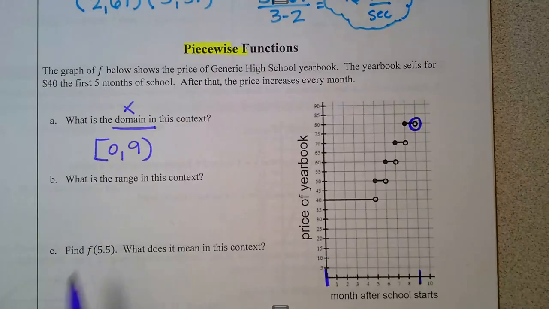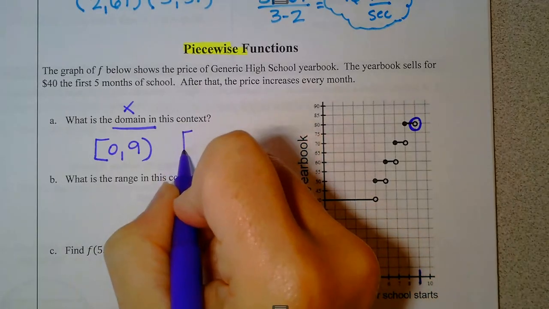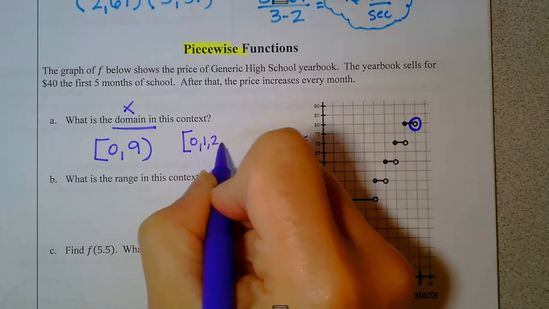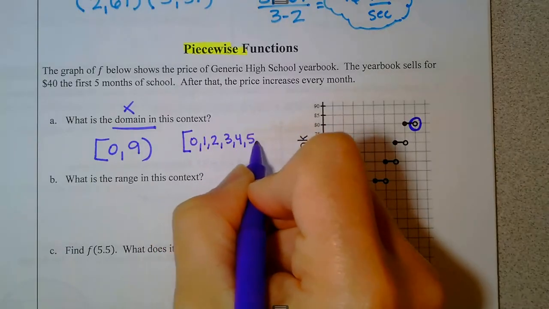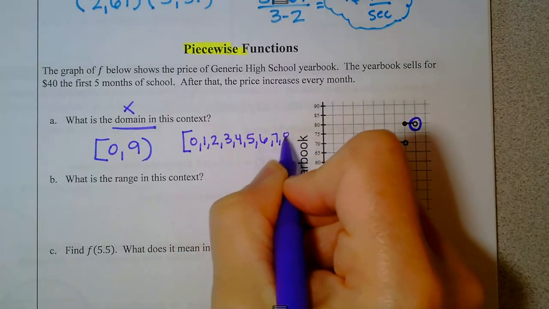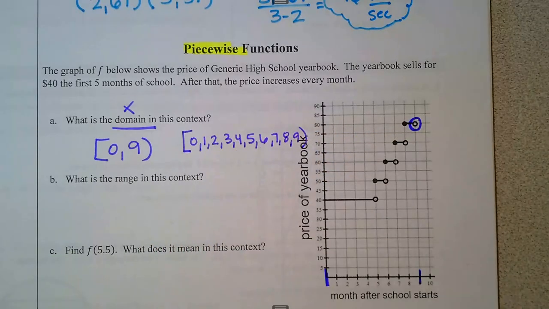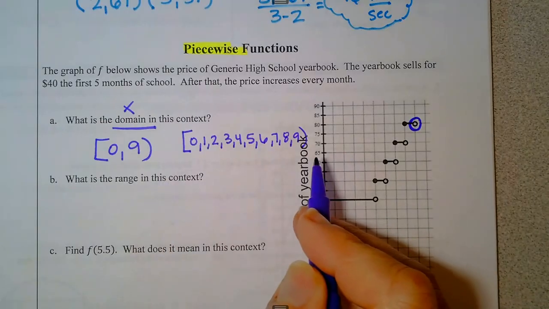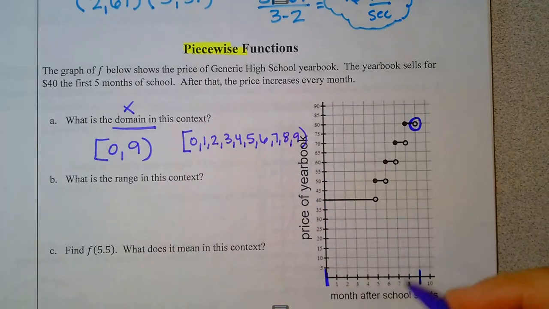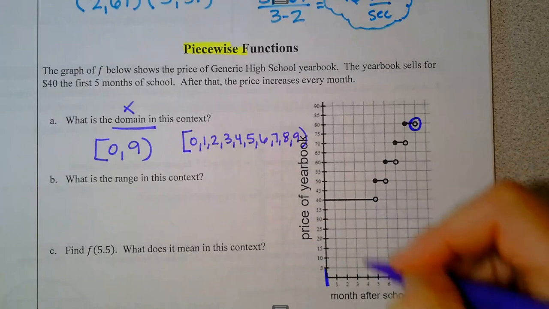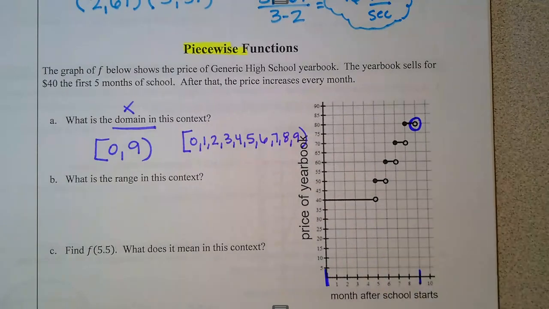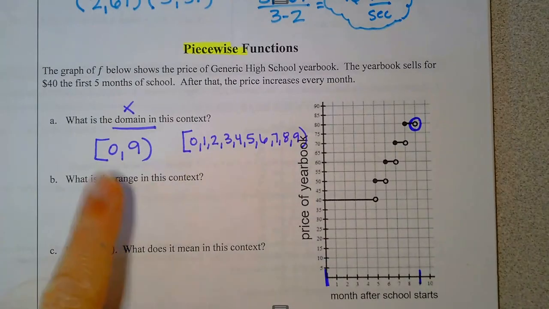Or if you wanted to be really specific, you could do bracket 0, 1, 2, 3, 4, 5, 6, 7, 8, 9, parenthesis, because it's just the whole numbers, right? But I guess in between, you could buy it in the month, in the 5.5, that's what it's doing down here. This is more for the next one.